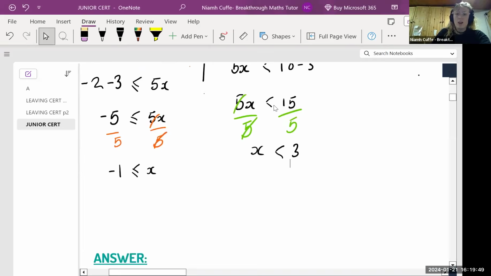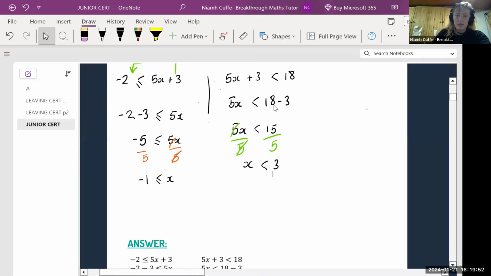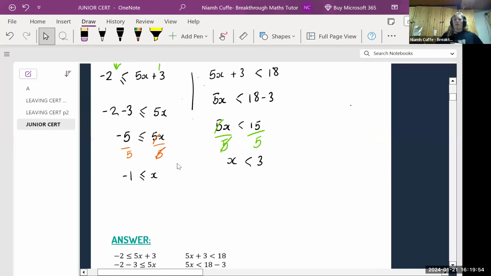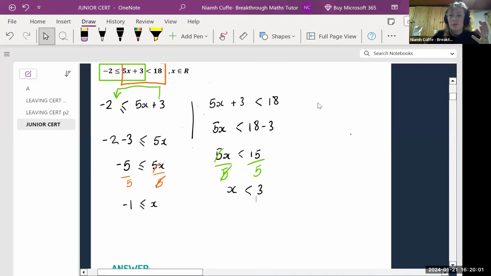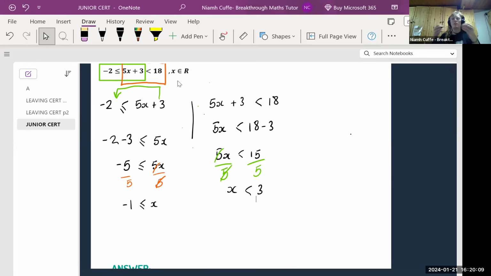Now, this is a bit weird, right? What's going on here? I've got x is greater than or equal to -1, but I've also got x is less than 3. Now, guys, there's a reason we do this whole double inequality thing. There's a reason we've got 2 inequality signs. This is because we're trying to find a range of values for x. We're trying to say that x is in between 3 and -1. So we can combine our answers in this way, because the point of this is really to find a range of values for x.